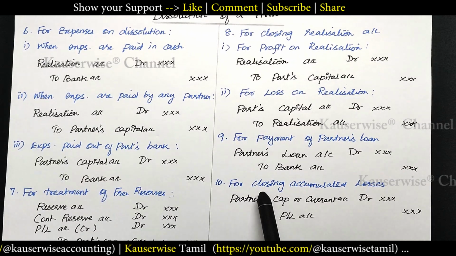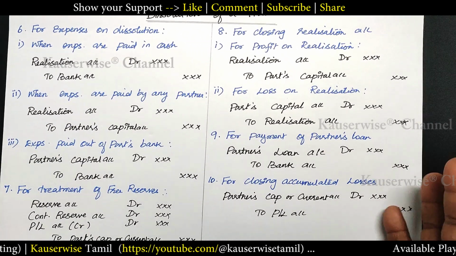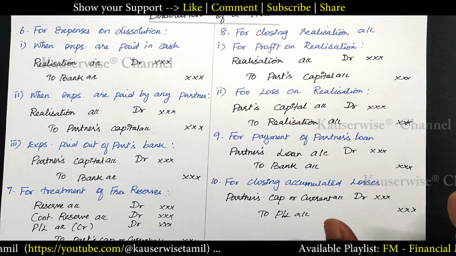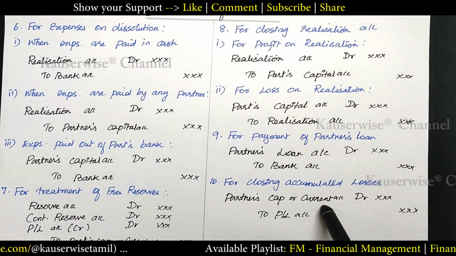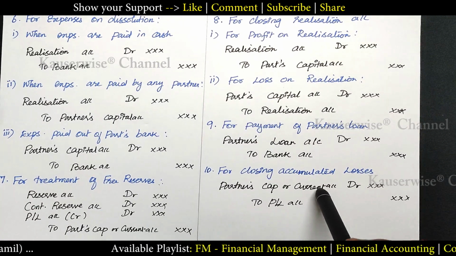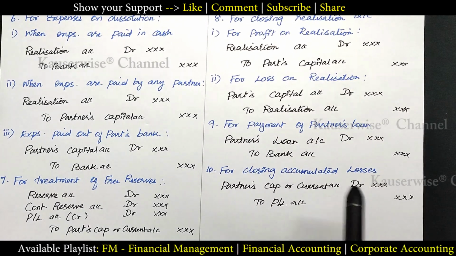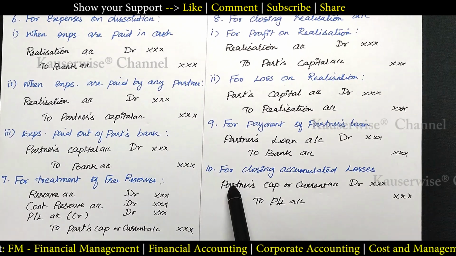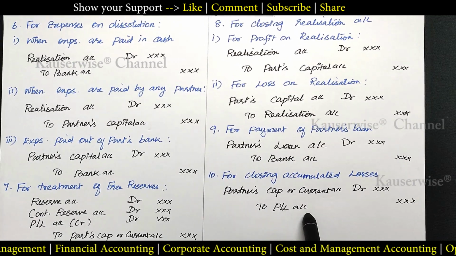And finally, in case of any accumulated loss, I already told you accumulated profit, reserves, surplus, everything belongs to partners. In the same way, even if there is any accumulated loss, that will also be transferred to partners capital account. You can find this on the asset side as a debit balance. So transfer to partners capital account or current account. Entry: partners capital or current account debit to profit and loss account.